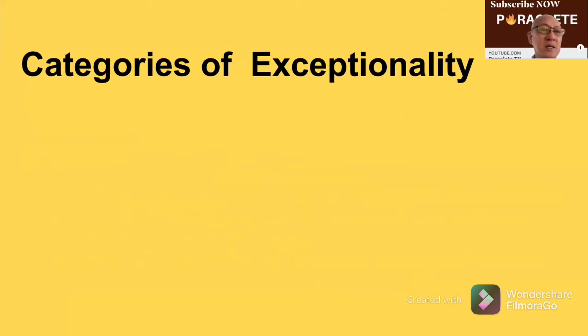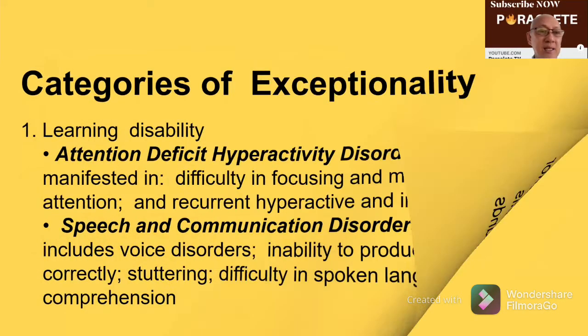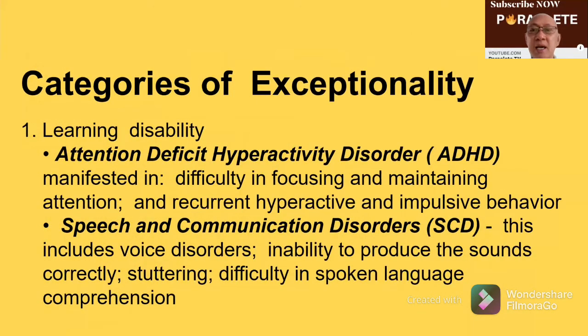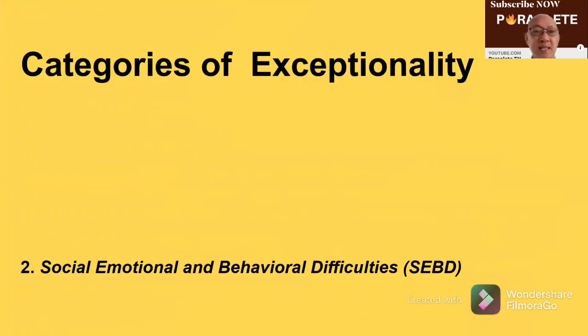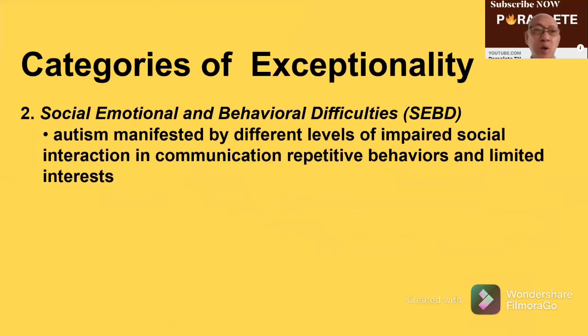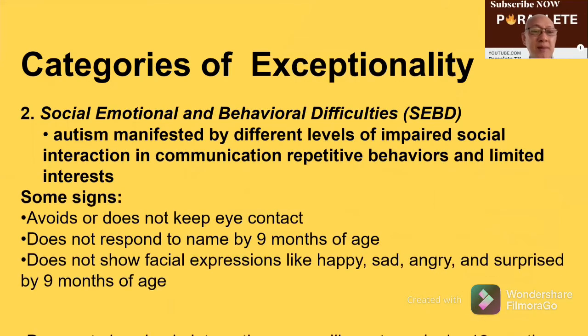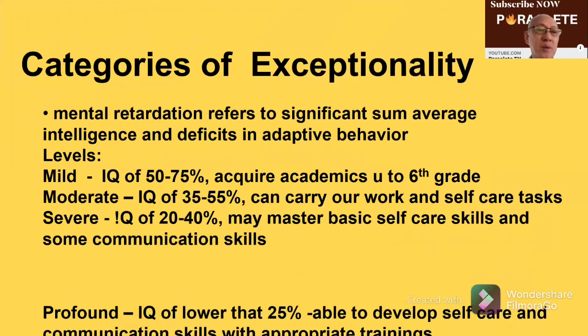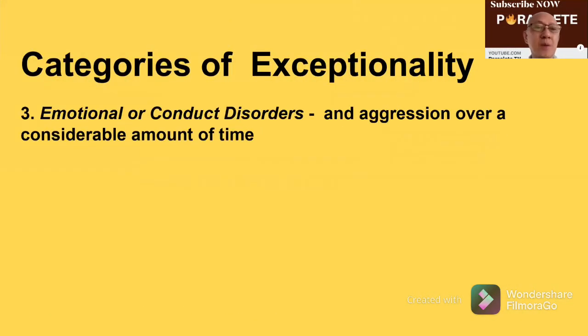And we have discussed the three categories of exceptionality. We have learning disability, and under learning disability, we have attention deficit hyperactivity disorder or ADHD. We have speech and communication disorders or SCD. And then the second one, we have social, emotional, and behavioral difficulties. We have two also: autism, and of course, mental retardation. And we have the third one, which is now called emotional or conduct disorders, or ECD.